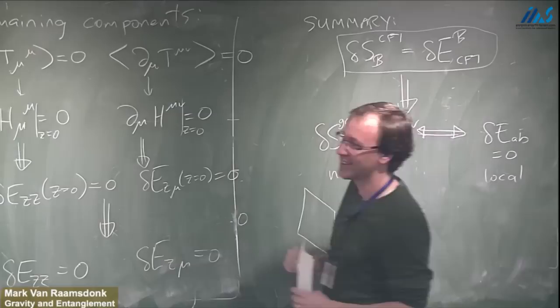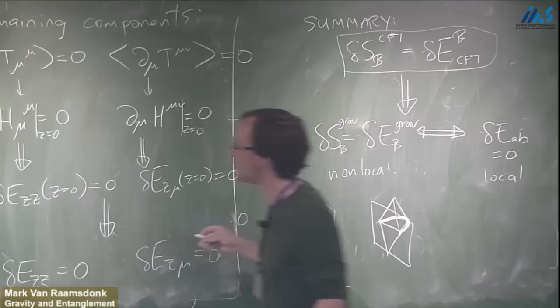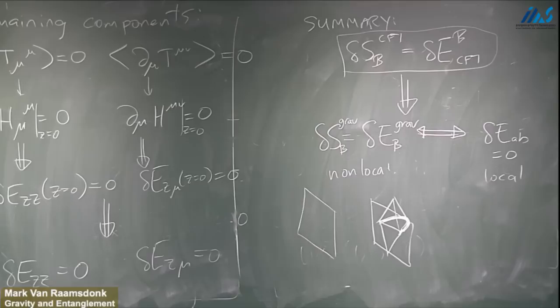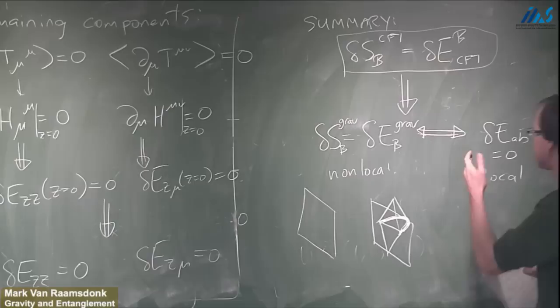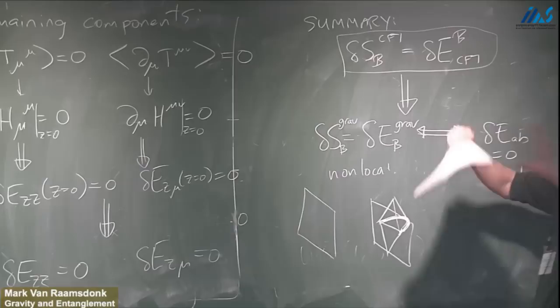You can find it in our paper. It's linear in H, and there are some derivatives on it. Well, that's the thing: they were going this way, and it applies to any black hole.